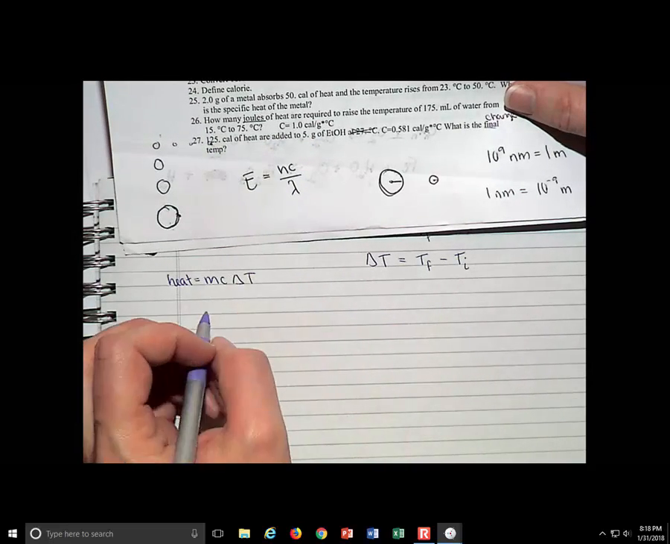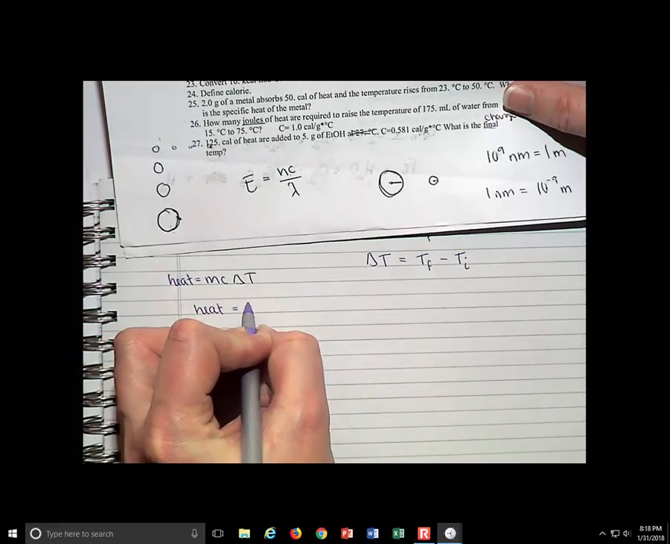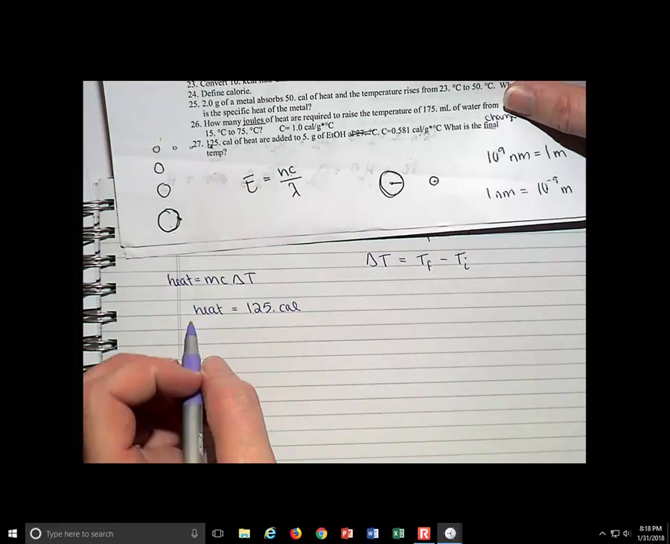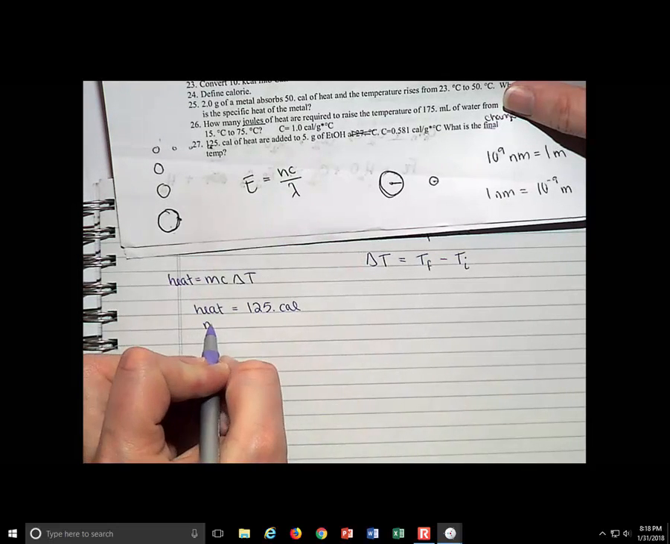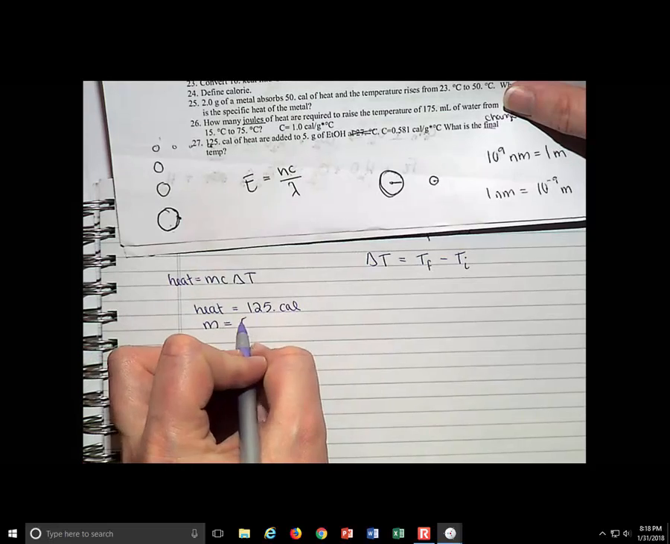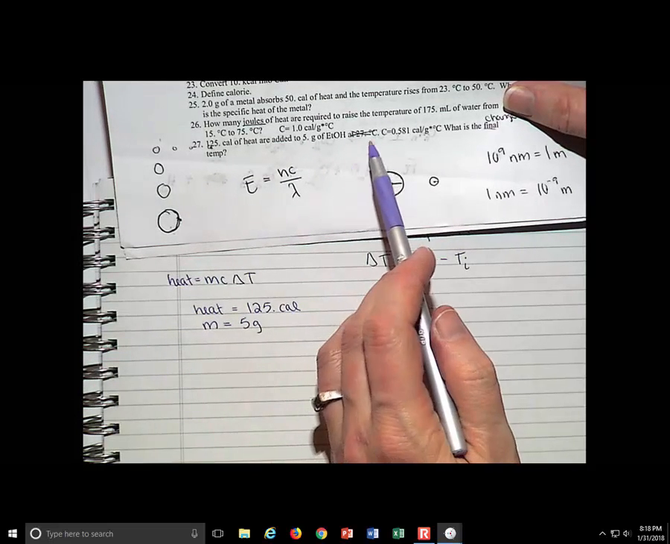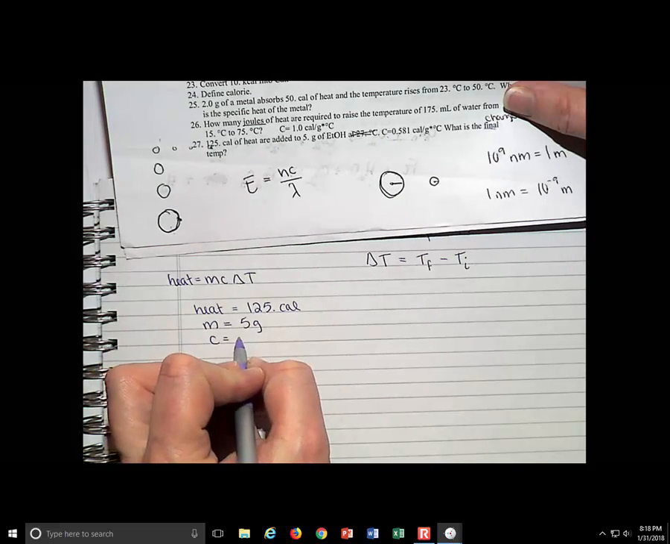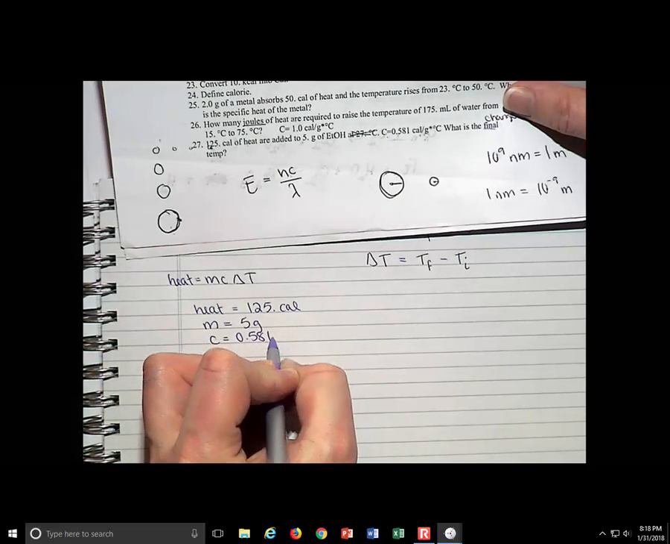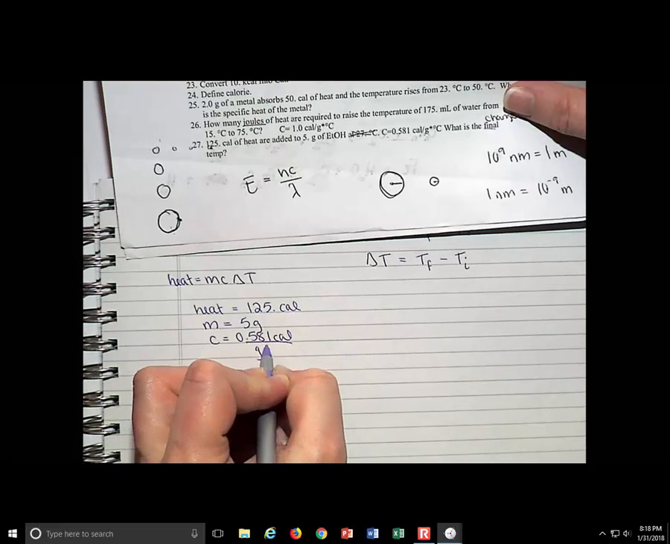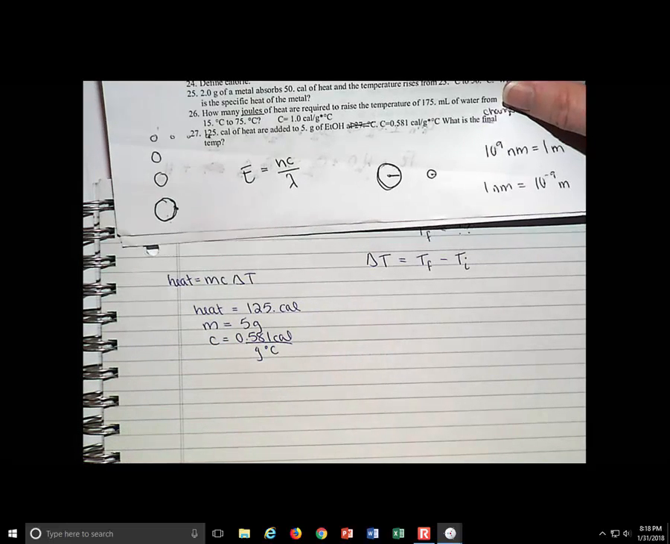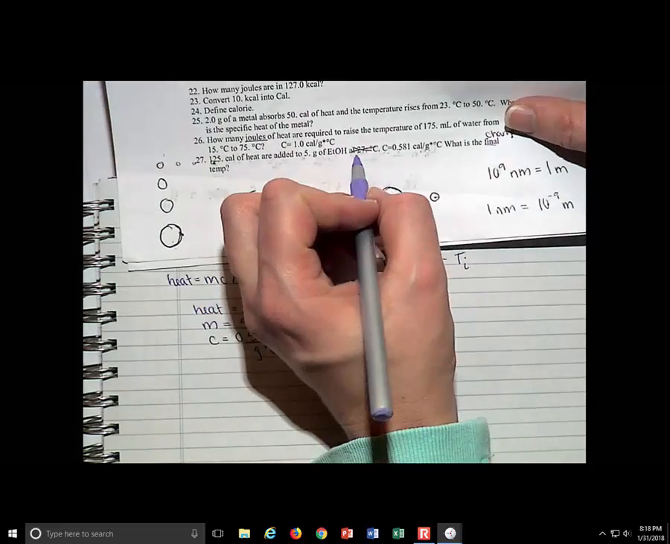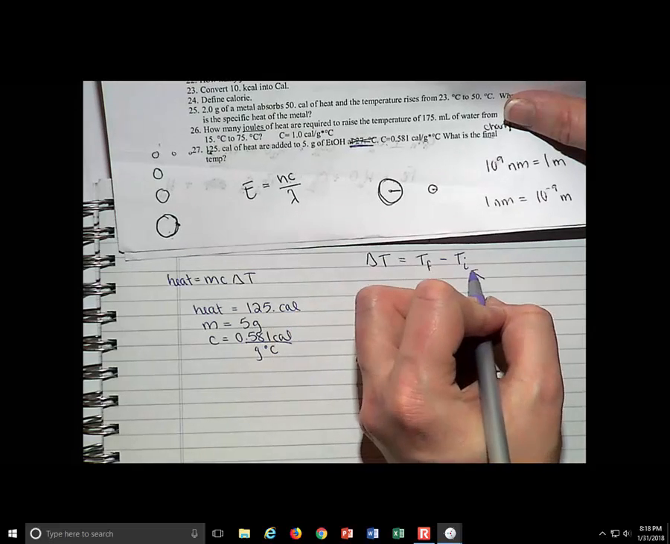So 125 calories, heat is going to be equal to 125 calories. And then C is my specific heat, and C is equal to 0.581 calories per gram degree Celsius. Oh, no, we definitely need that 27 degrees. 27 degrees Celsius is our TI.